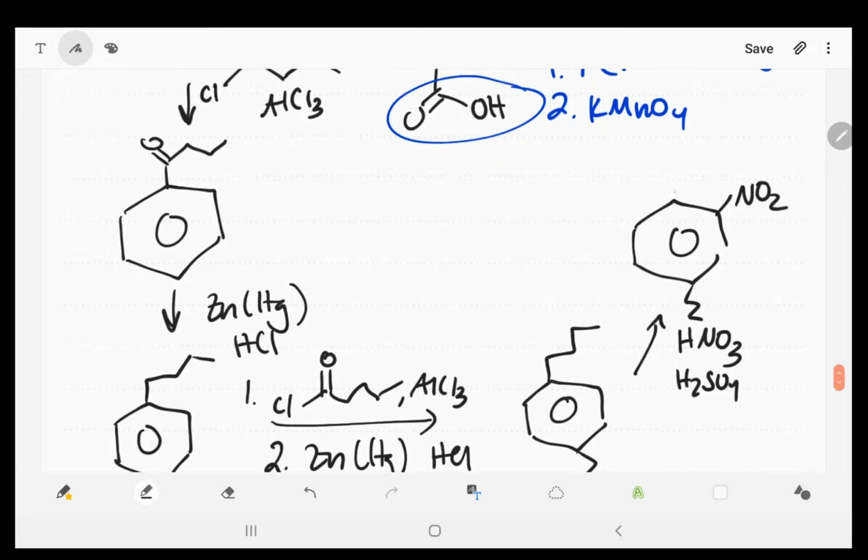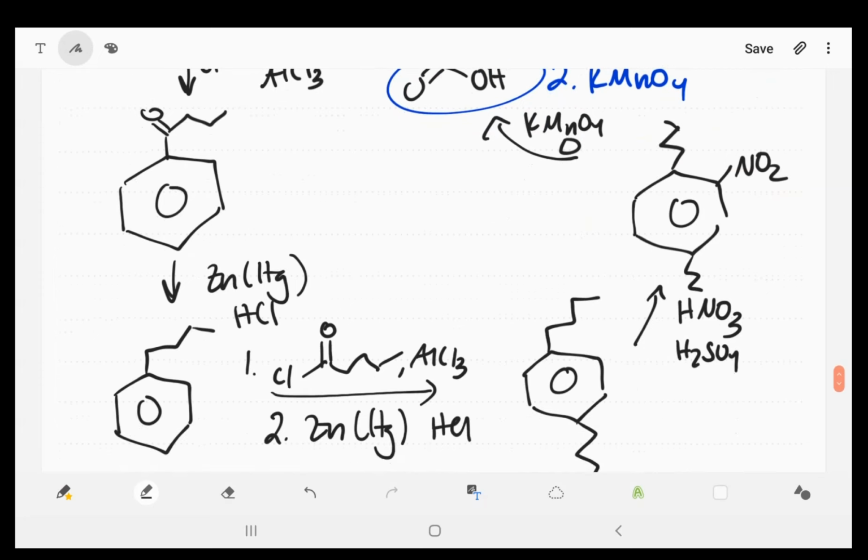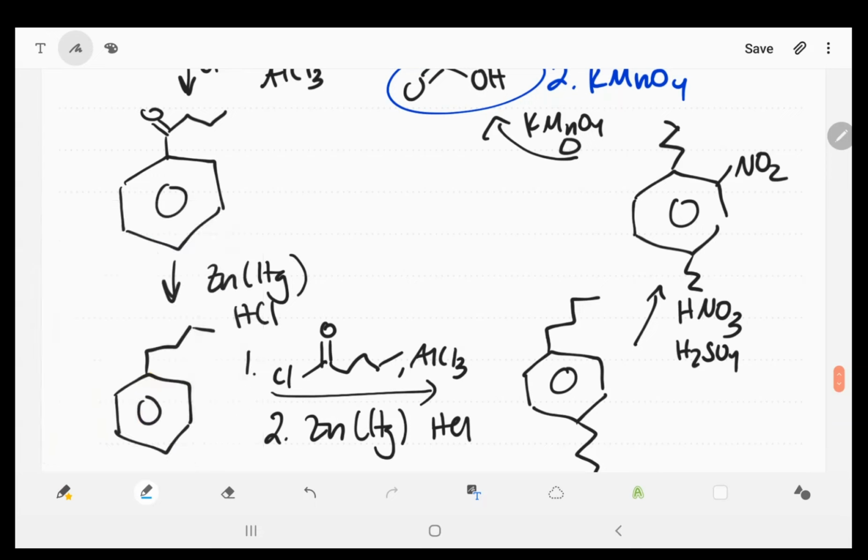These are just getting uglier and uglier. 1, 2, 3, 4. And last step, KMnO4, and heat it up, and poof, we will end up with our product. We could have done these in the opposite order. We could have cleaved this and then nitrated, but that's a little bit harder to do.